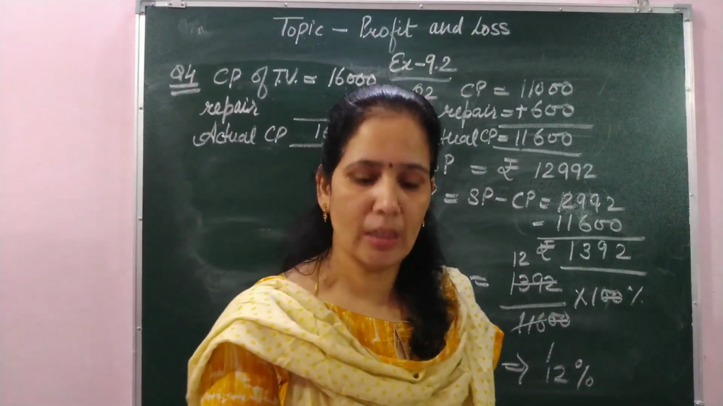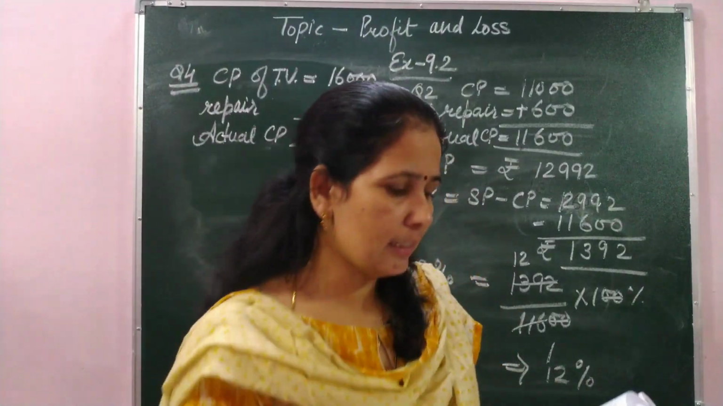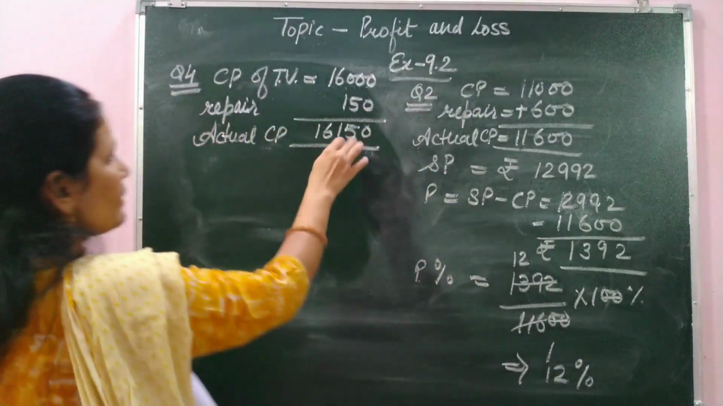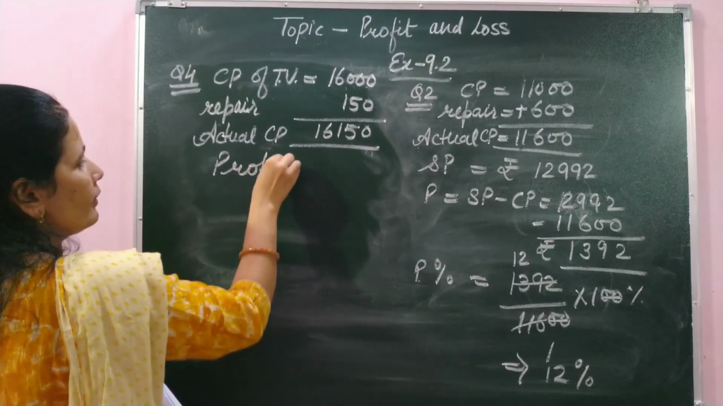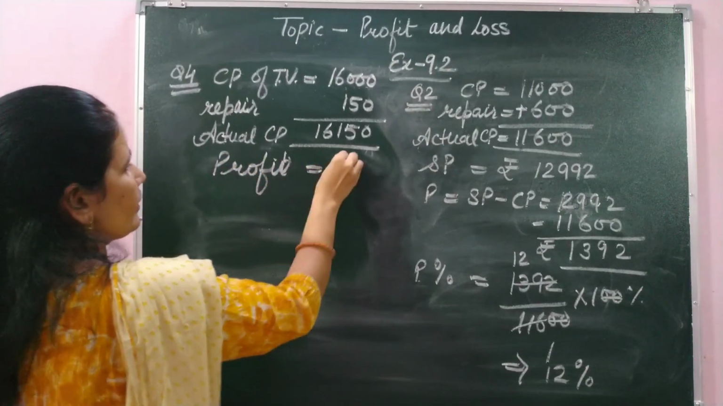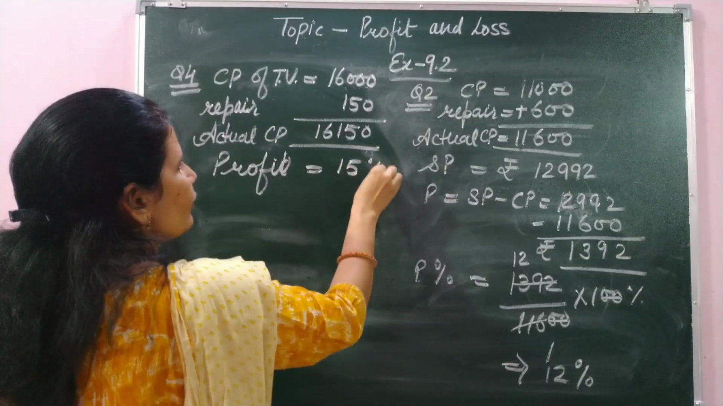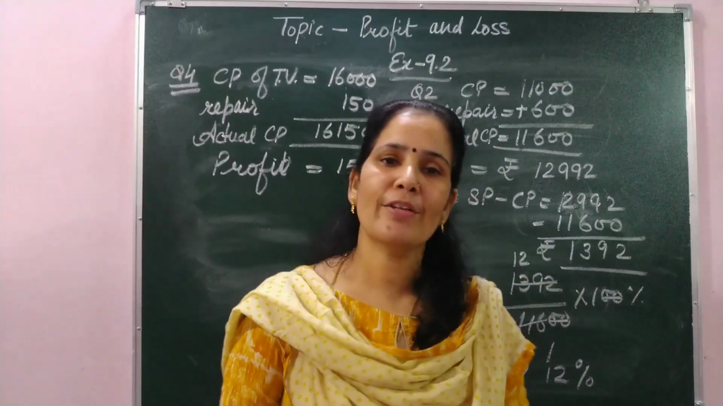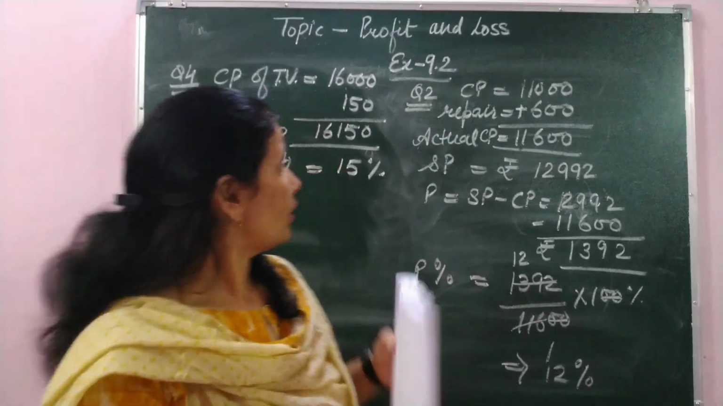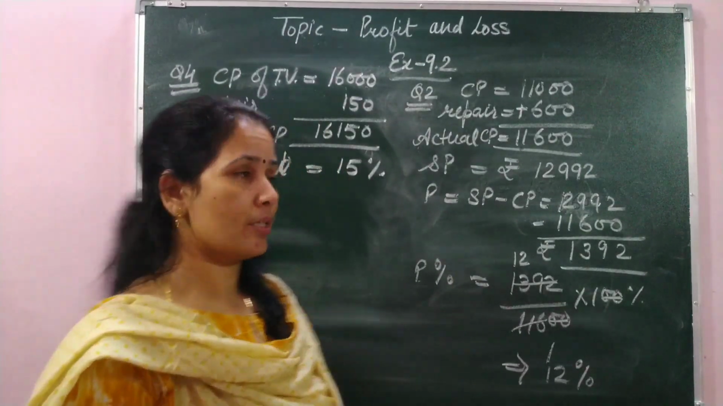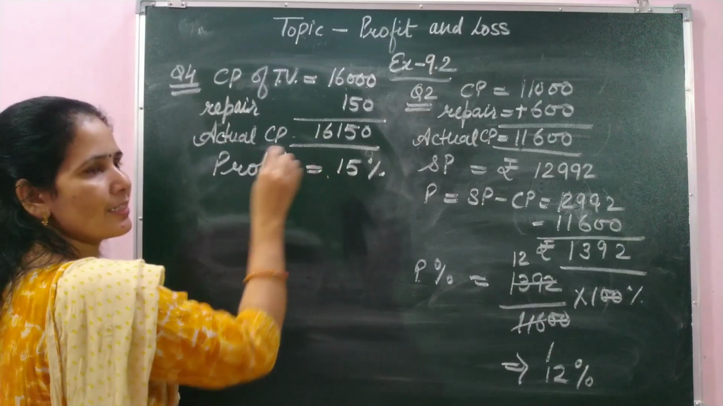This is our actual cost price. And then she sells this one at a 15% profit. What we have to find out is the selling price of that television. Cost price is given, percentage is given.